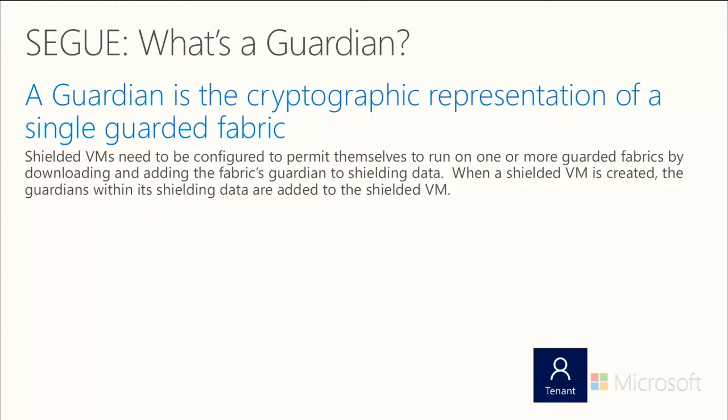This is effectively a cryptographic representation, a unique one, of a single instance of a host guardian service cluster. You could also say it's a cryptographic representation of a single guarded fabric. So a guardian is the term we use to describe the artifact that you extract from a host guardian service and you add to an authorization list on a shielded VM that says that shielded VM is permitted to run on that guarded fabric.